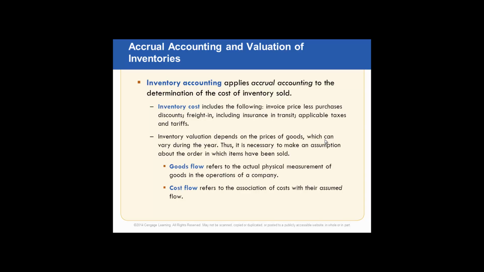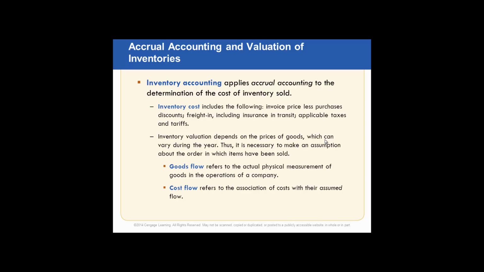And it's necessary to make an assumption about the order in which items have been sold. So you have a car lot, and it's pretty easy to track when that specific car got in, right? Oh, I received this car 10 days ago. I sold it 2 days ago. Each car has a VIN number. Does each pair of jeans have a VIN number? No. Whatever you have there, you have there.